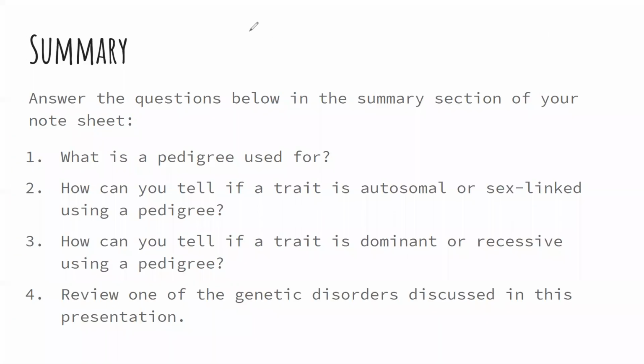So here are some summary questions to think about. What is a pedigree used for? How can you tell if a trait is autosomal or sex-linked? How can you tell if the trait is dominant or recessive? And then review one of the genetic disorders discussed in this presentation. I would rather you review the albinism case study and see if you can try to rebuild that pedigree on your own.